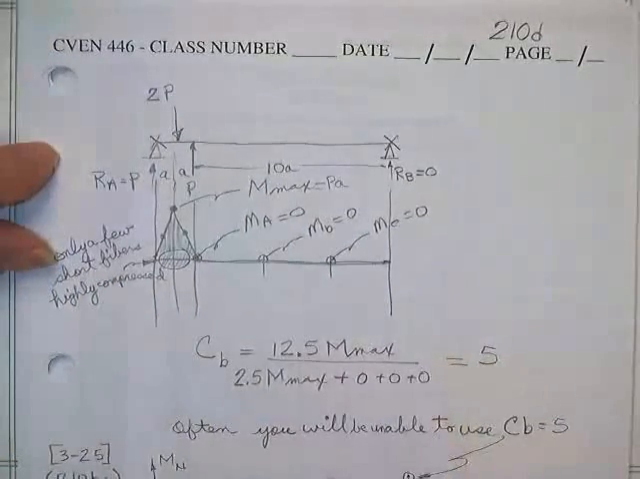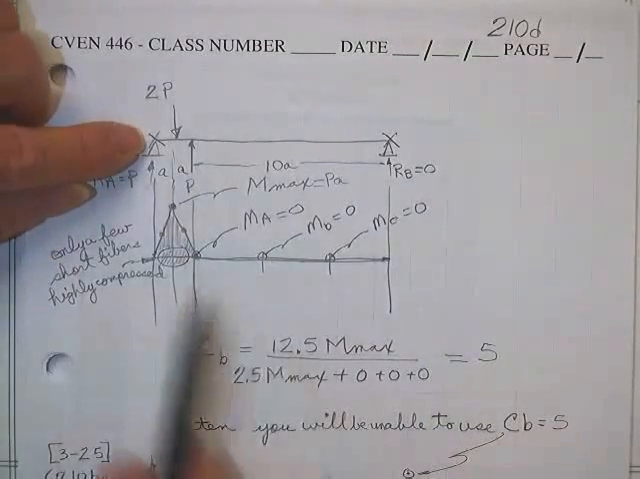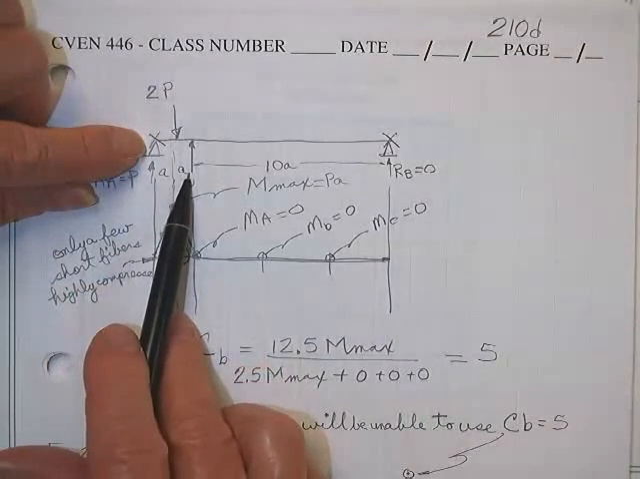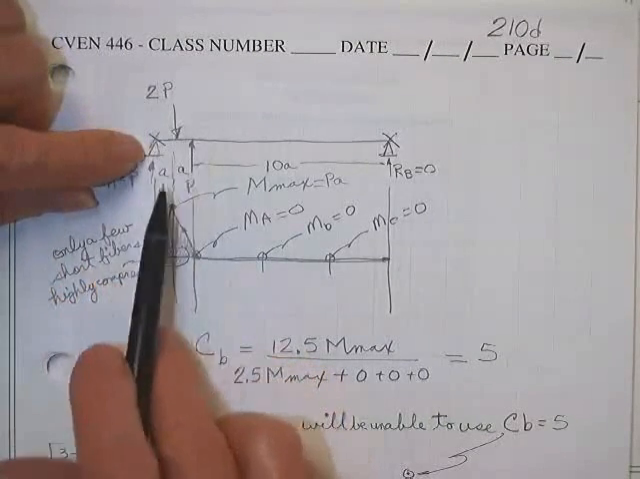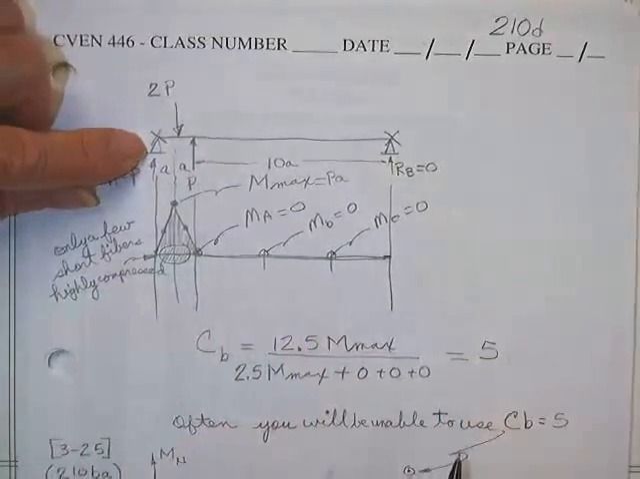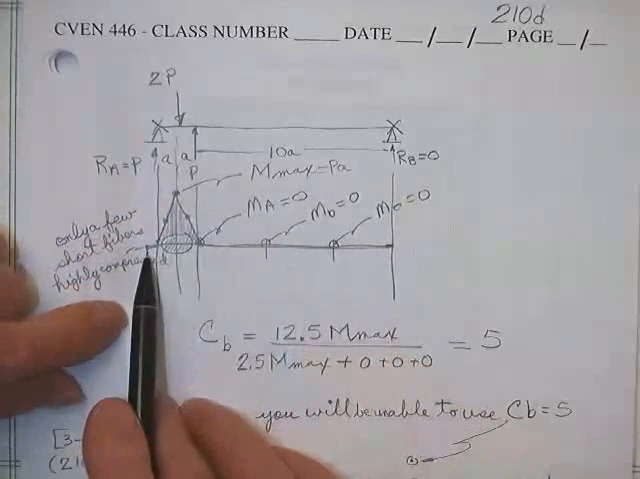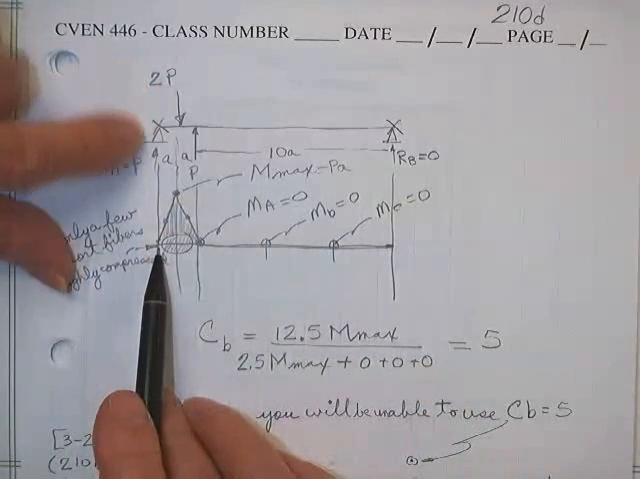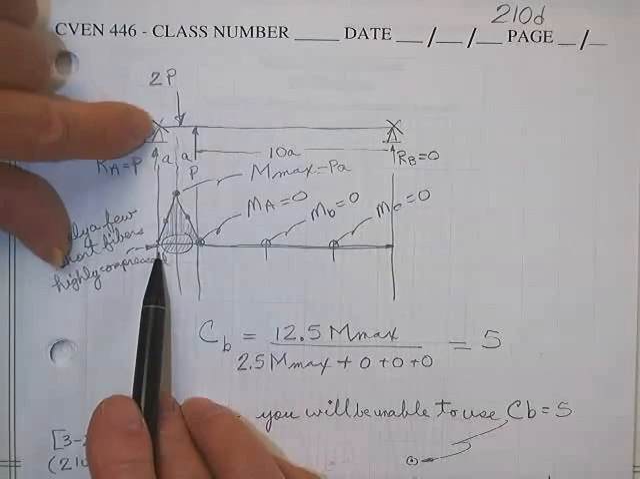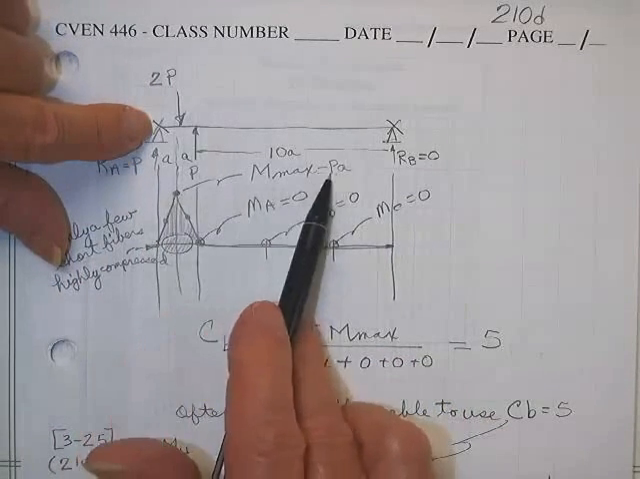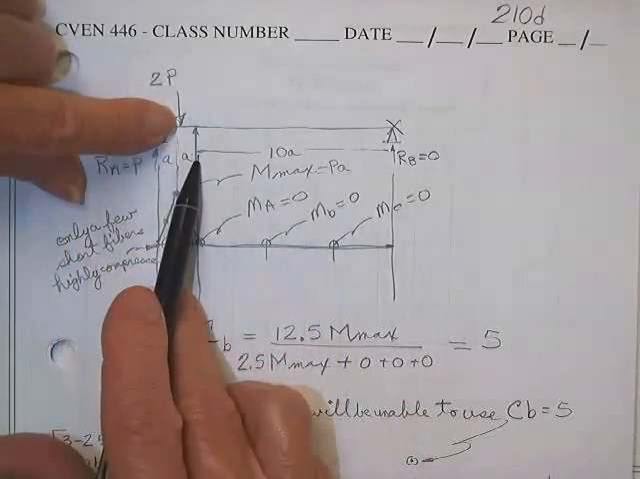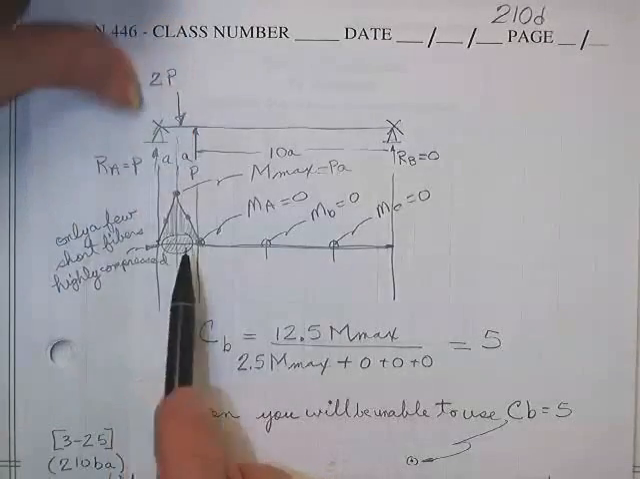First thing I do is to get a shear moment diagram. I solve for moments about this point. 2P times A minus P times 2A. Well, that's already zero. So this reaction is zero. Draw a shear diagram. Here's your moment diagram. Moment diagram will go, this reaction is P. This moment would be P times A. P times A. This moment would be zero again.